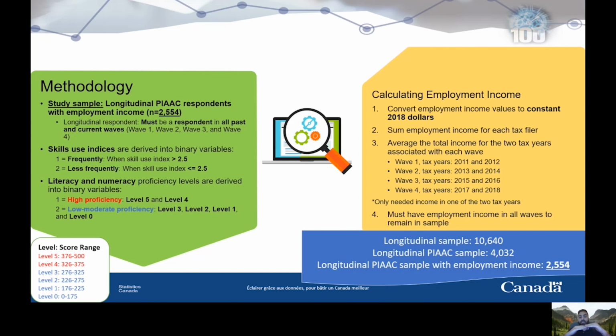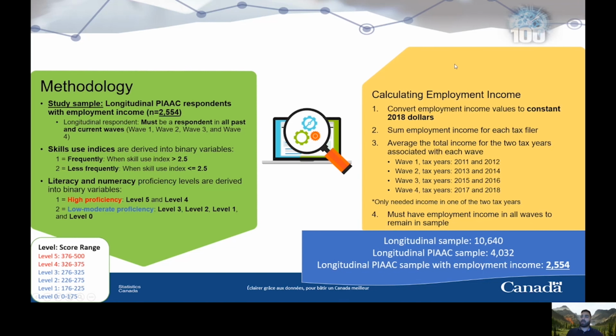Then we averaged the total employment income for the 2 tax years associated with each wave. Since each wave is 2 years, we average out those 2 tax years, and then you get the average employment income for wave 1. A respondent must have average employment income greater than 0 in all waves to be included in this sample. This is to ensure that we are computing estimates for those who are consistently employed.